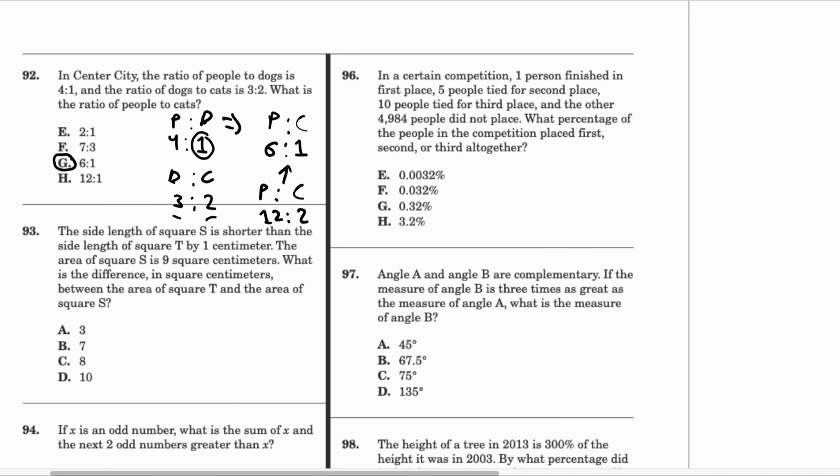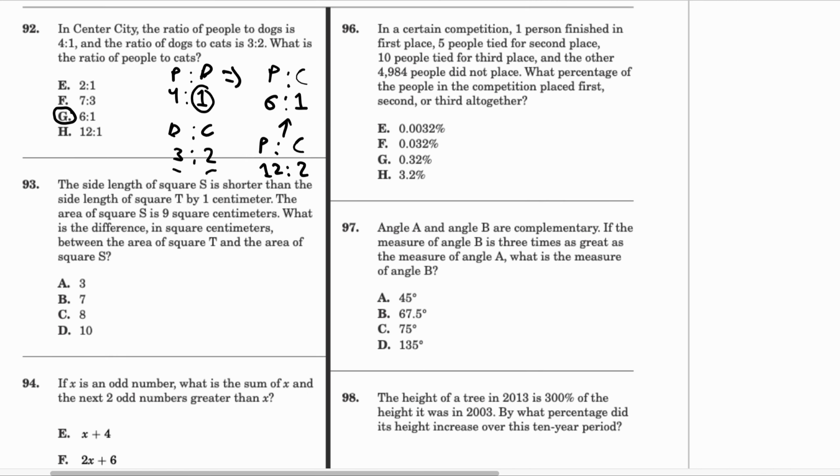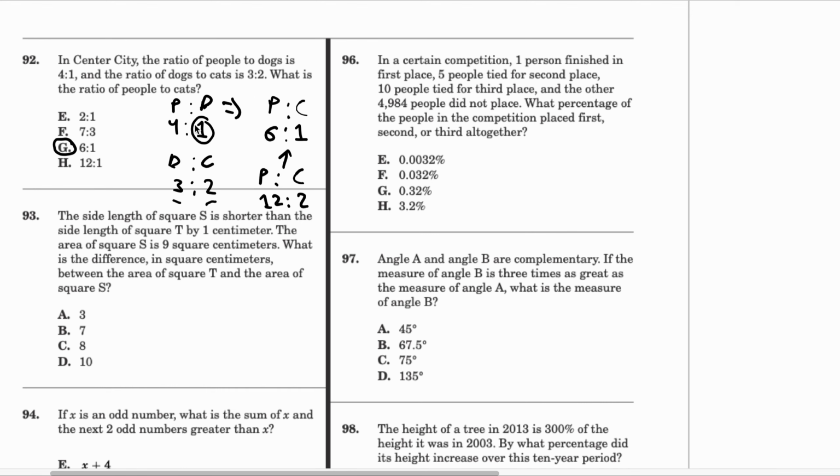So yeah, that would be my approach to that type of problem. If you have people to dogs and then dogs to something else, if you have 2 separate proportions, just try to get a common number, it's not exactly a denominator, where you have that repeat, and then just substitute as needed.